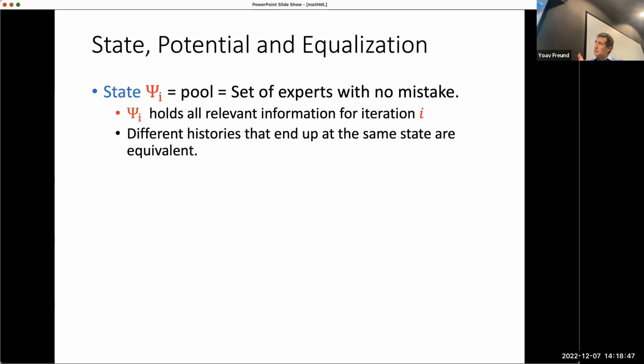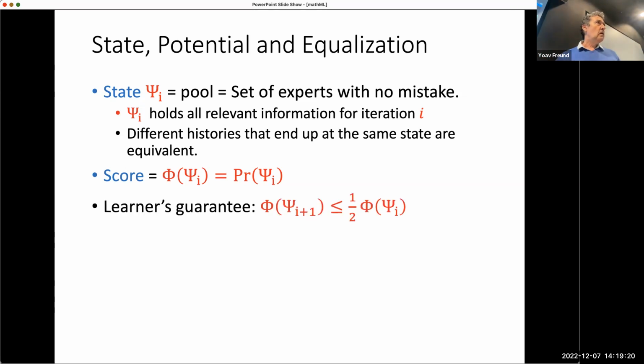When you think about it this way, maybe it's obvious, but people have argued a lot about experts. Do the experts have memory or not have memory? So in the worst case, they have no memory. And the score, how we measure how good we are, is basically this phi of the state. It's a number that is a function of the state. And here, it is just going to be the probability of the pool. Okay? So what is the probability of?